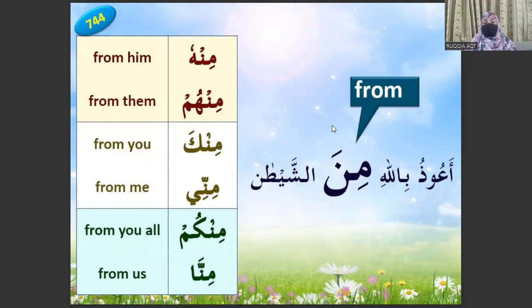Sister Augustine, please revise this table. Min. We have the reference A'udhu billahi minash shaitan. Min, from. Assalamu alaikum. Wa alaikum assalam wa rahmatullah. Minhu, from him. Minhum, from them. Minka, from you. Minni, from me. Minkum, from you all. Minna, from us.